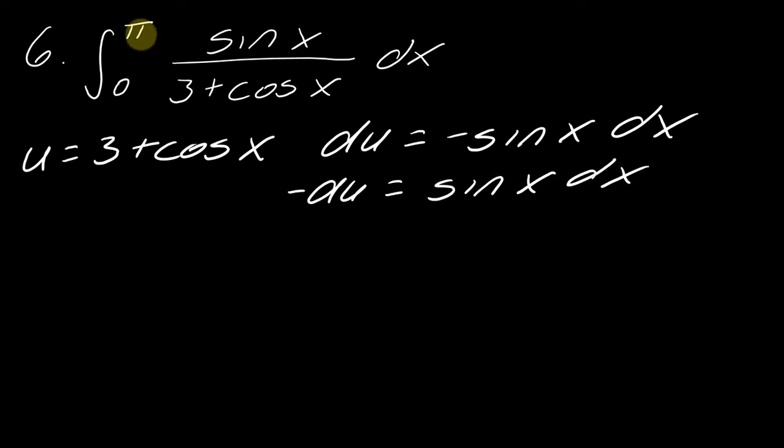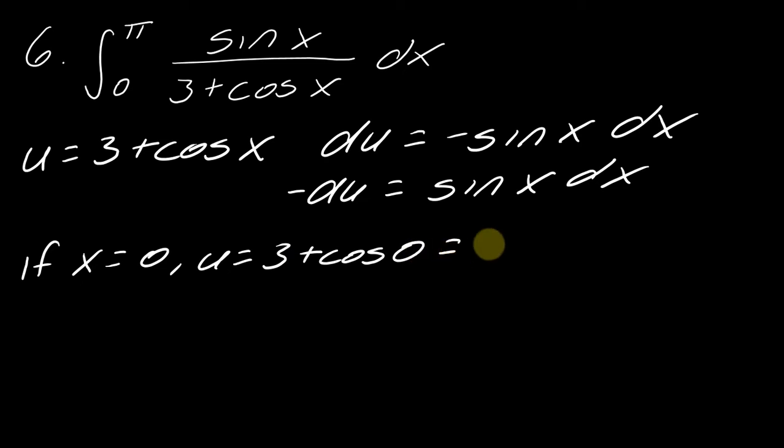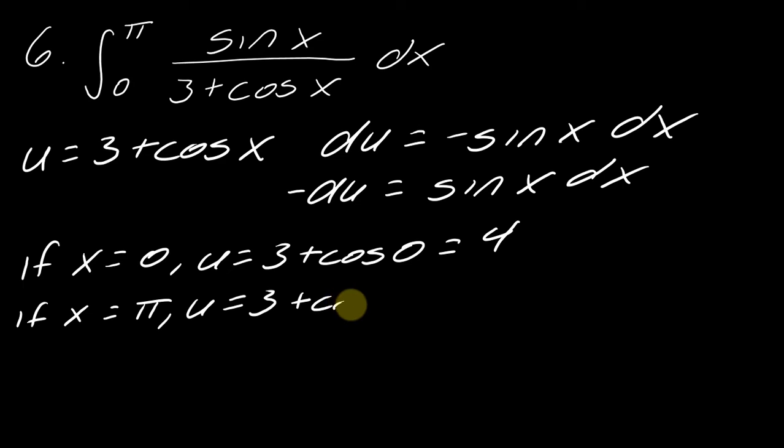Now this is also a definite integral, so I'm going to want to change out my limits of integration. So if x is equal to 0, then my u, if I plug in that 0, is going to be equal to 4, right? Because cosine of 0 is 1, so 3 plus 1 is 4. And then if x is equal to pi, I'm going to have my u equal to 3 plus cosine of pi. So cosine of pi is -1, so then this will go to 3. So now I have this integral going from 4 to 3, changing out my limits of integration.